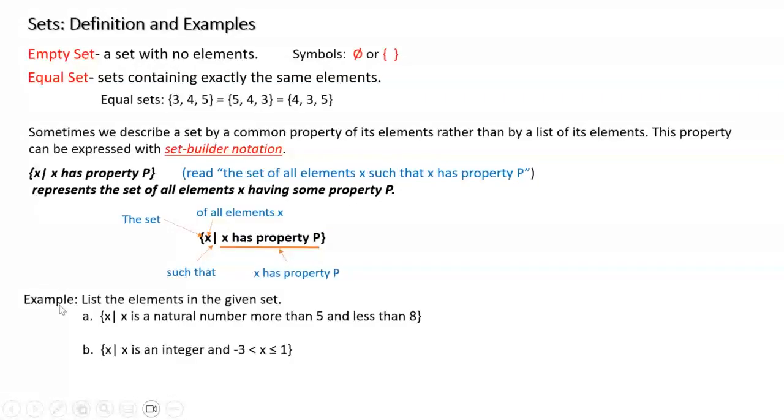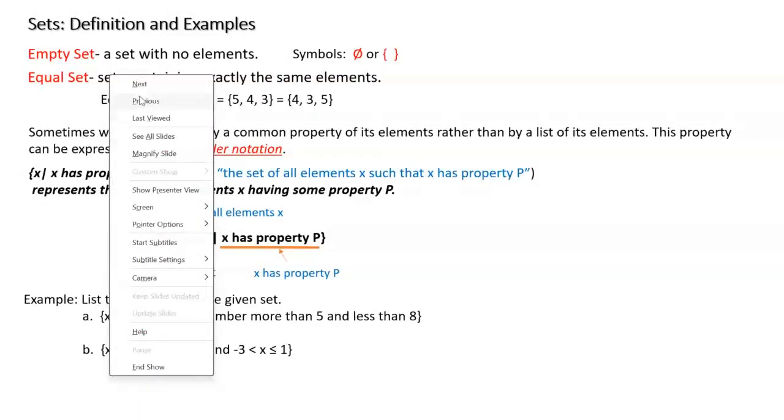Okay, example. It says, list the elements in the given set. The set x such that x is a natural number more than 5 and less than 8. The answer will be 6 and 7, right? Because more than 5 means it cannot be 5, and less than 8, it cannot be 8. So this is my result: the set containing the elements 6 and 7. Now look at B. Okay, let me go back real quick.